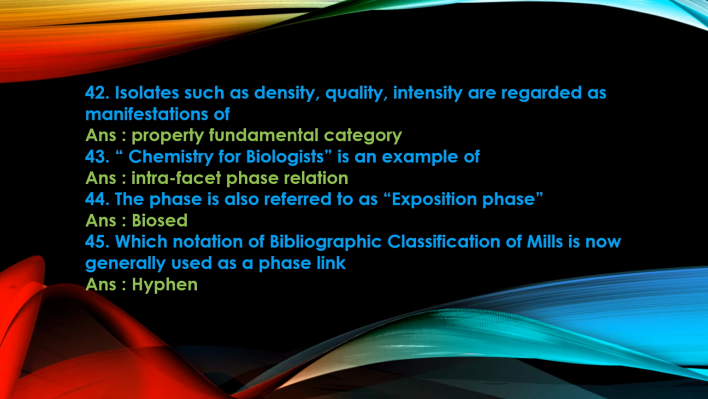Isolates such as density, quality, intensity are regarded as manifestation of property fundamental category. Chemistry for biologists is an example of intra-facet phase relation. The phase is also referred to as exposition phase, biased. Which notation of Bliss's bibliographic classification is now generally used as a phase link? Hyphen.